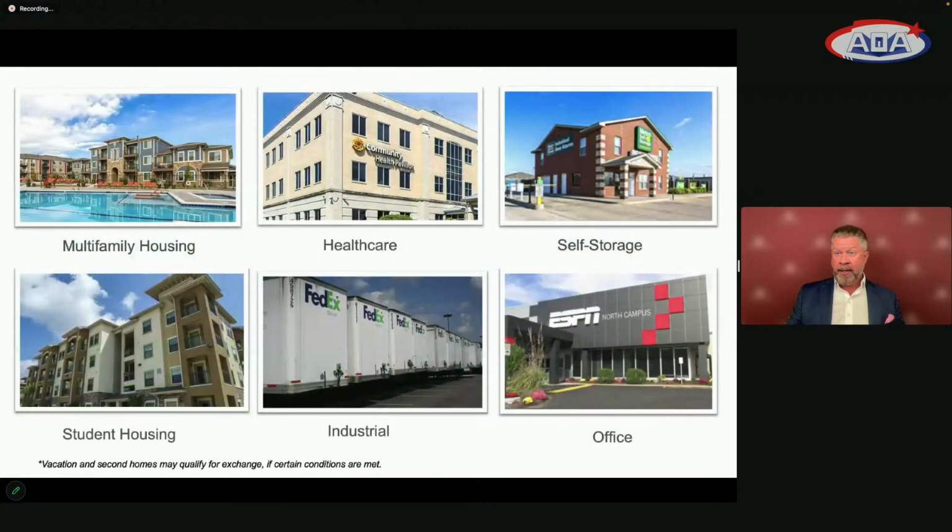Back to the slide. A typical DST could be one FedEx facility, one Amazon facility. It could be one ESPN headquarters. But a lot of times we have a portfolio. So hypothetically, just for example's sake, we might have, say, 5 apartment buildings in Florida in one DST portfolio. Or we might have 5 hospitals in Arizona in one DST portfolio, or 30 self-storage facilities in one DST portfolio. So the nice thing here is you get diversification.